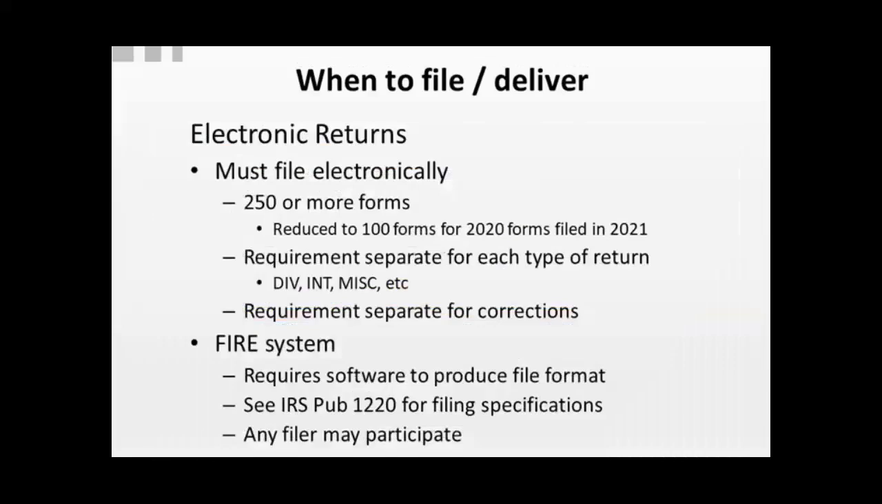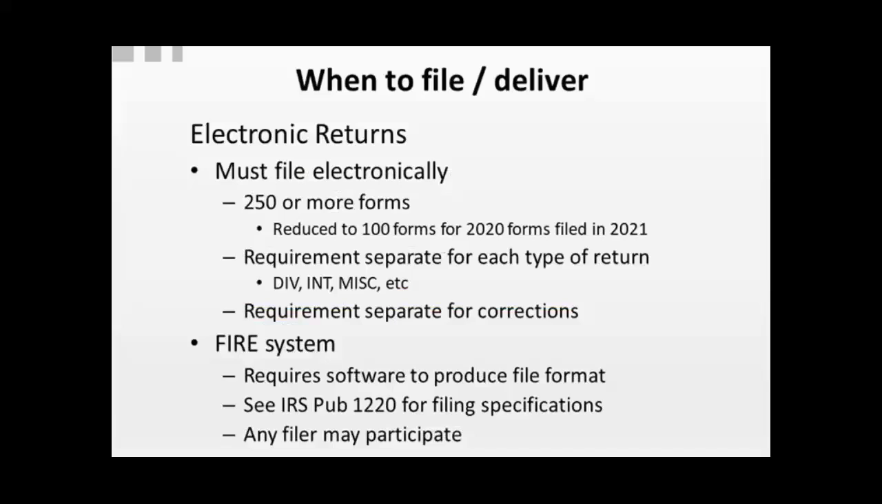So there are a number of things there. Electronic filing, as I said, that's a best practice. For 2019, 250 or more forms. There was a proposed regulation that was to go into effect at the beginning of 2019, where it was 250 or more forms of all forms, including Form W-2. That was never finalized, so it didn't go into effect.